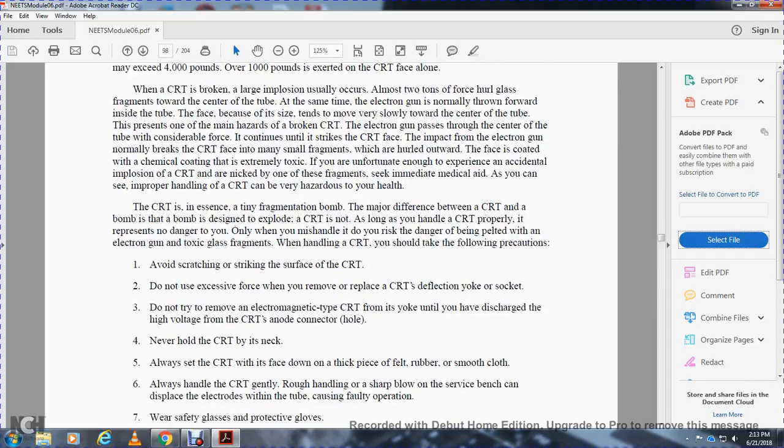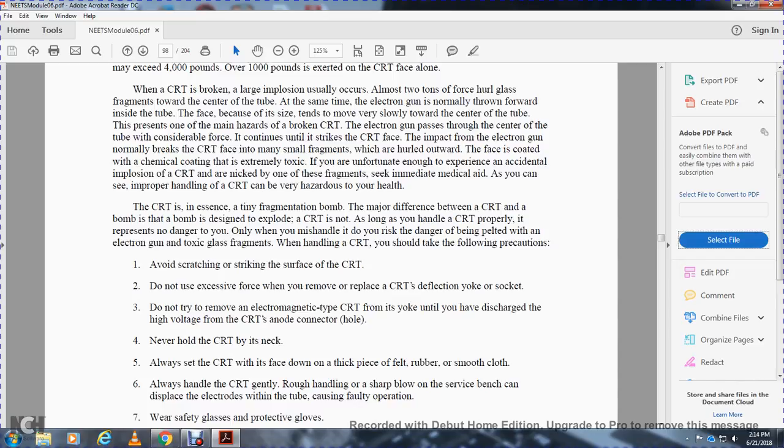Our cathode tube is, in essence, a tiny fragmentation bomb. There are many differences between a cathode tube and a bomb. A bomb is designed to explode. The cathode tube is not. As long as you handle the cathode tube properly, it represents no danger. Only when you mishandle it do you risk being pelted with the electron gun or toxic glass fragments.